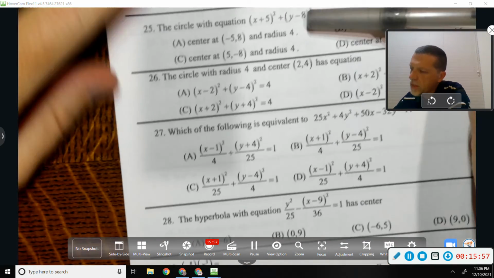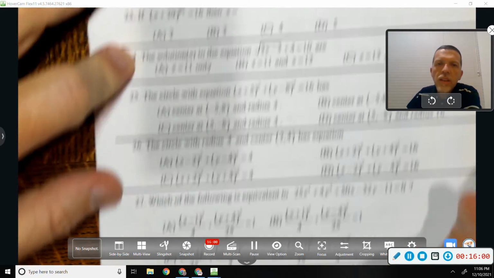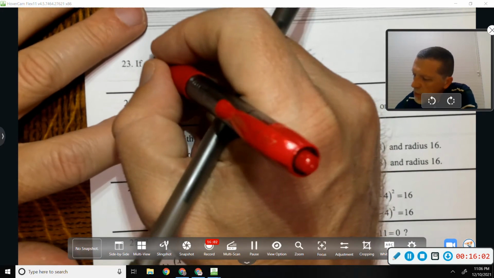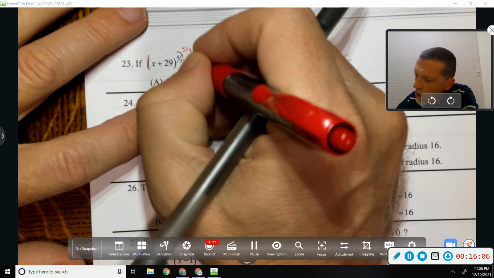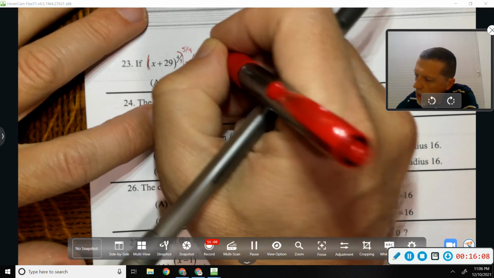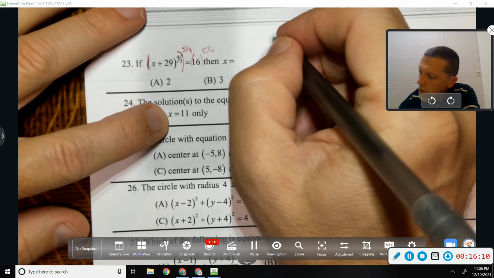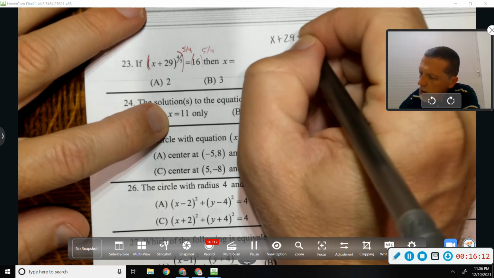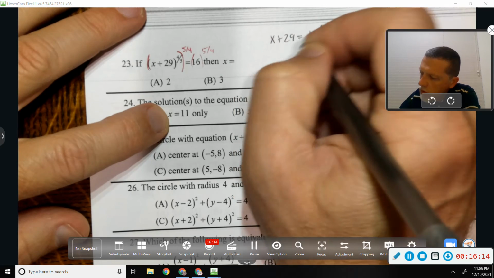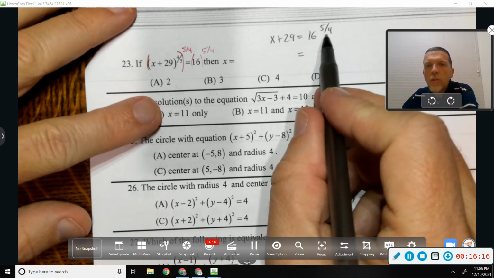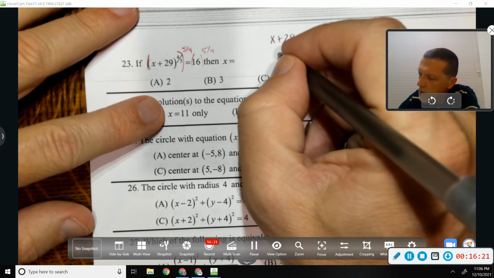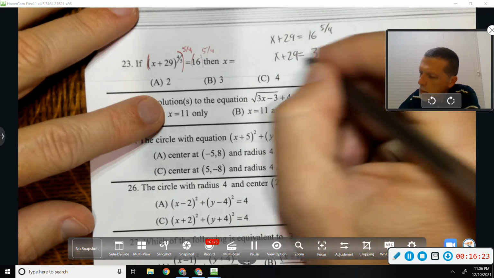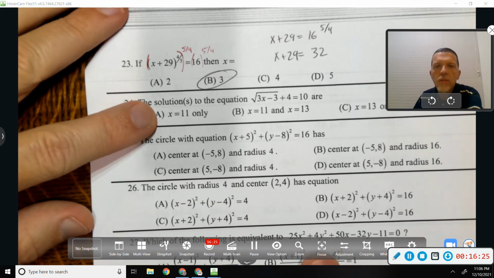Let's see, 23. Oh, haven't done that in a while. Let's raise both sides to the 5/4. So x plus 29 equals 16 to the 5/4. 4th root of 16 is 2. 2 to the 5th is 32. Subtract 29 from both sides, x equals 3.